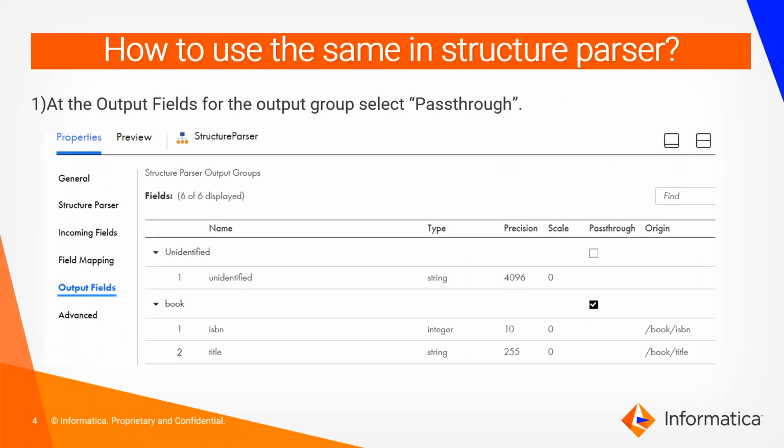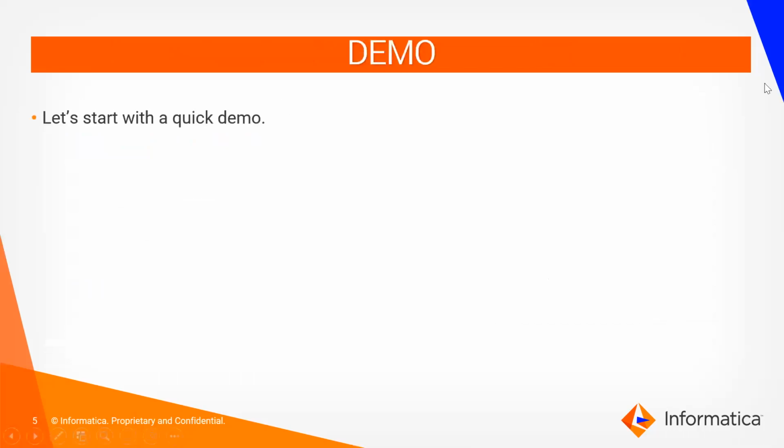Next, how to use the same in structure parser. Structure parser will have output fields. In the output fields, whatever the output group, for example, here book is the output group that I want to pass to the target. If I click on pass-through port, then whatever columns are present previously before this, all the columns will pass to the target transformation. Okay, I will show you the demo.